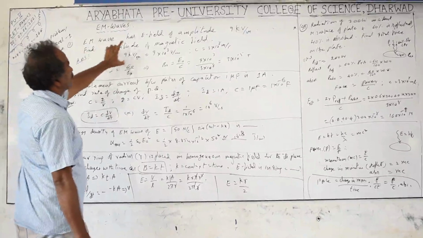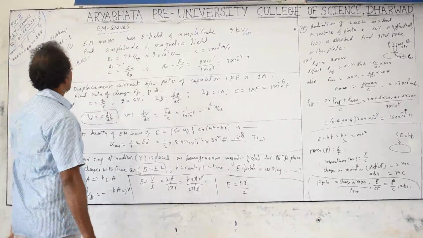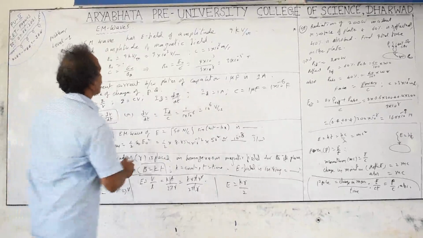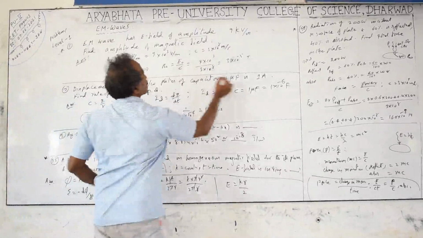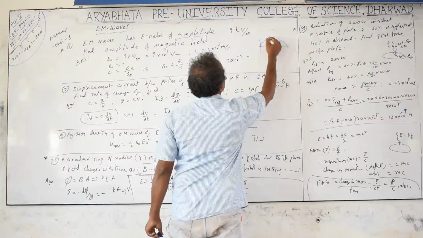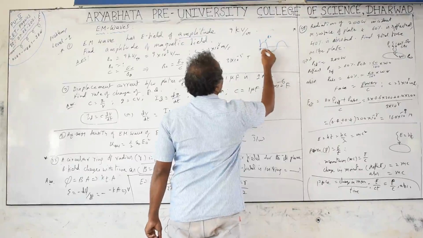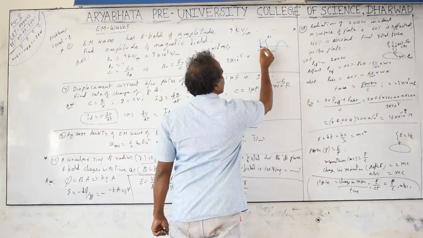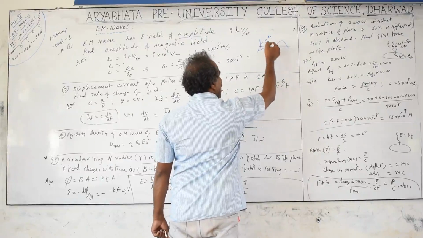An EM wave has an electric field of amplitude 9 kilovolt per meter. Find the amplitude of the magnetic field. Amplitude means maximum value. When you take transverse waves like this, it's like AC current. This is going to be peak values. If it is the electric field, E naught. If you take the magnetic field, it's called B naught. Similarly, we have the zero, minimum, maximum, and average values.